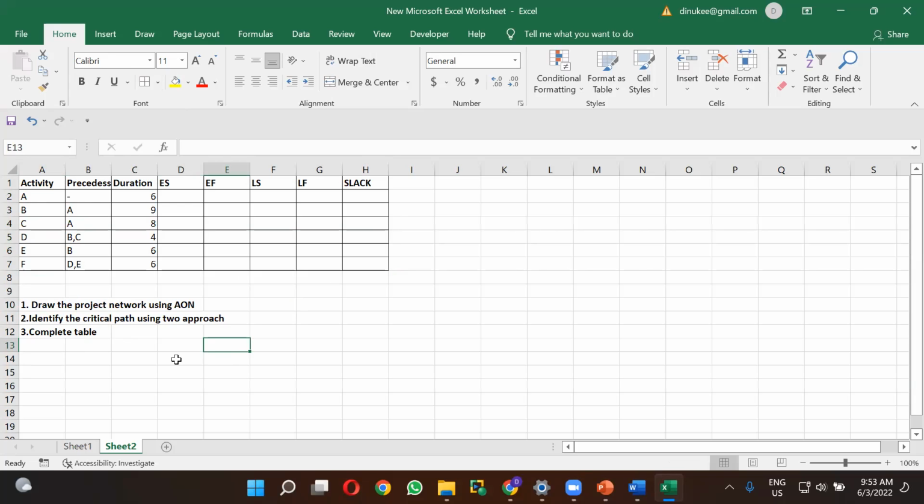At the lecture, I will ask one or two members to share your screen and tell me how you have drawn this activity on node approach. Actually, you have to present to the class, right?